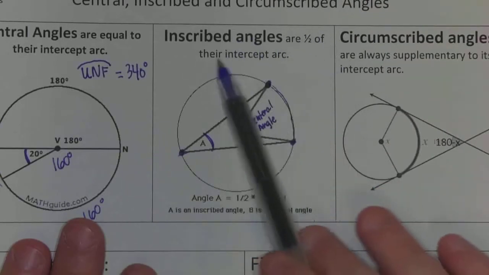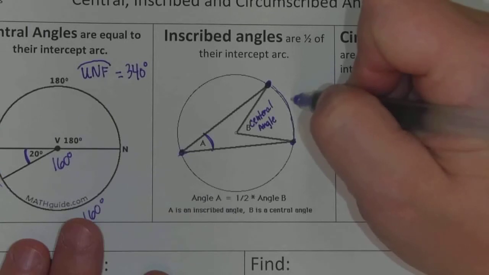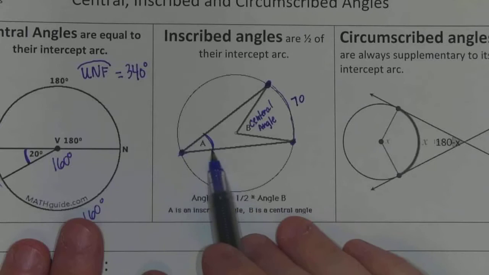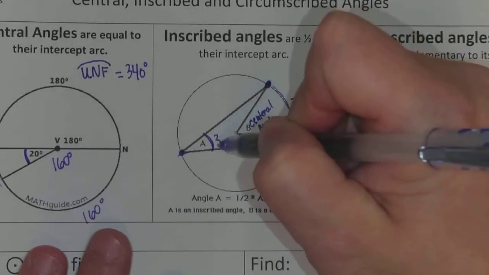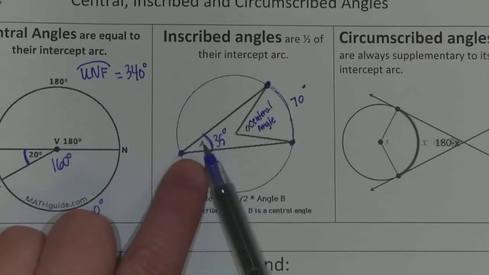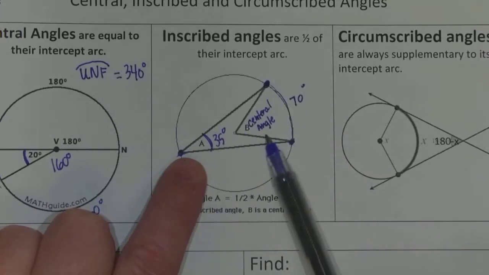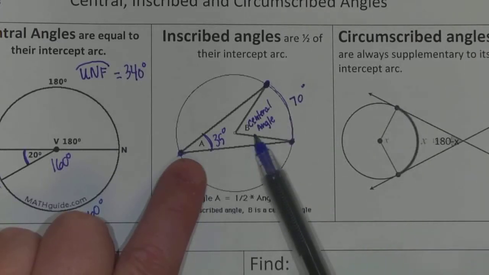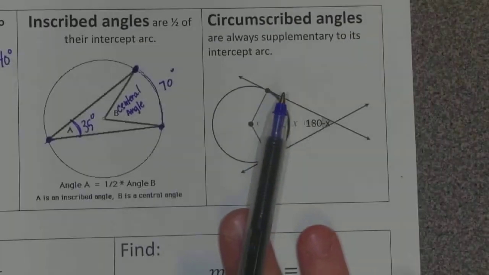Inscribed angles are 1/2 of their intercept arc. So if this arc over here is 70, what's this inscribed angle going to measure? 35. Okay, so the inscribed angle is 1/2 of the arc, which would also be 1/2 of the central angle, because the arc and the central angle measure the same. Okay, so we're going to use that rule in just a minute to solve some circles here.